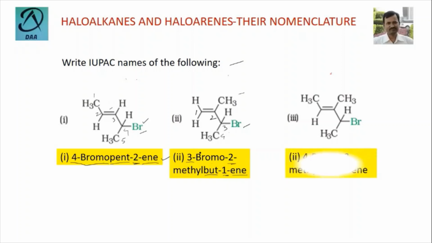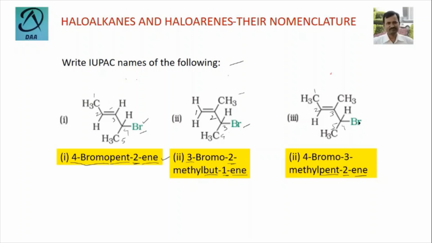In the third structure, again you see how many carbons are there. If you consider from here, 1, 2, 3, 4, 5. If you consider from here, 1, 2, 3, 4. So the longest chain is this one. So you can number the carbons 1, 2, 3, 4, 5. Now it is 5, that means pent, and a double bond is there. So it is pentene and the double bond is on carbon number 2.